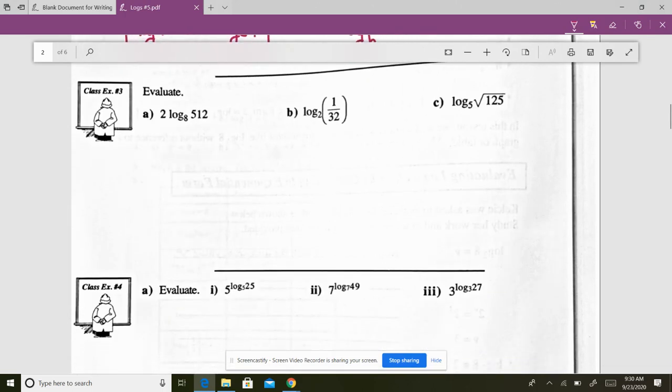Okay, evaluate these. 2 log base 8 of 512. Okay. So we do this. Then what do we do? We have to get rid of that 2. So divide it off.